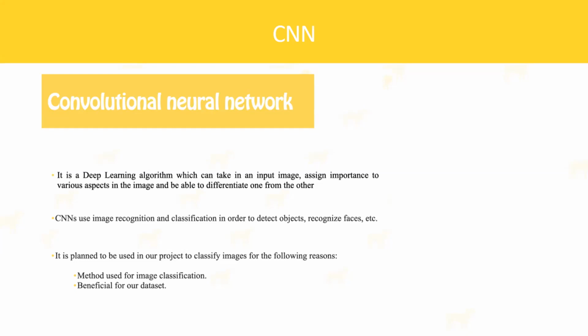The reason we will be using CNN is the following. Number one, it is a method used for image classification, which we believe is useful since our data set is image-based. Second, it is beneficial for our data set: we have various pictures of dogs, and we need a method that can do this job clearly. Finally, as mobile programmers, we believe the data set could be better explained by Bilge, so I'll leave the mic for her.